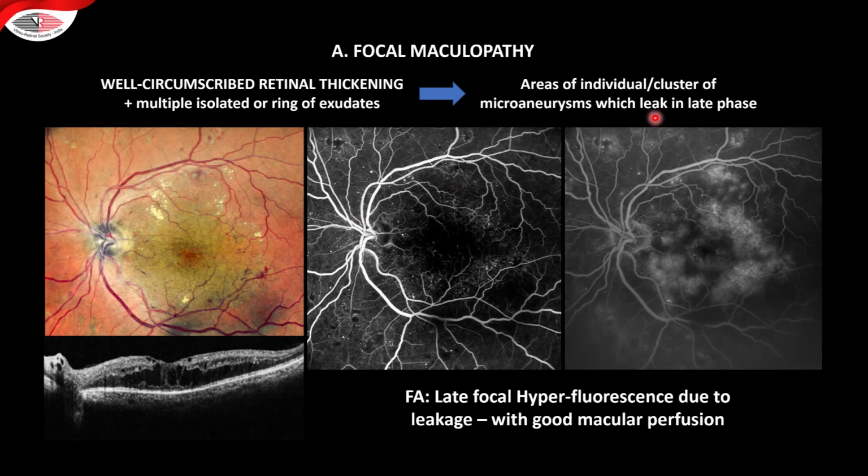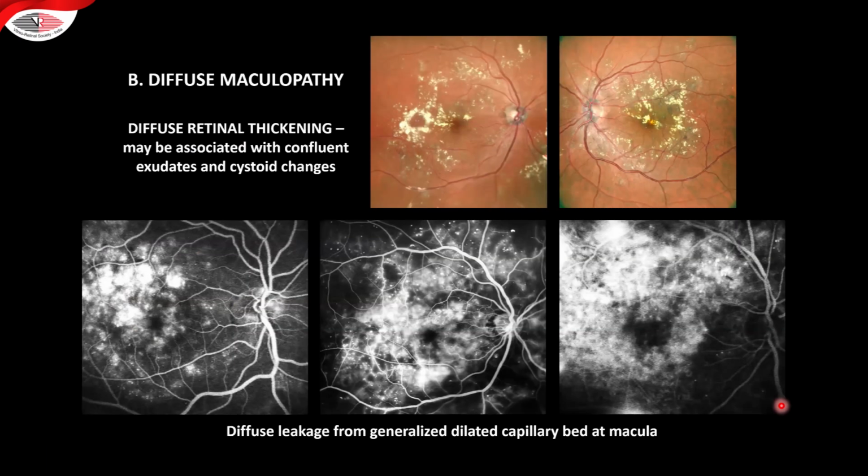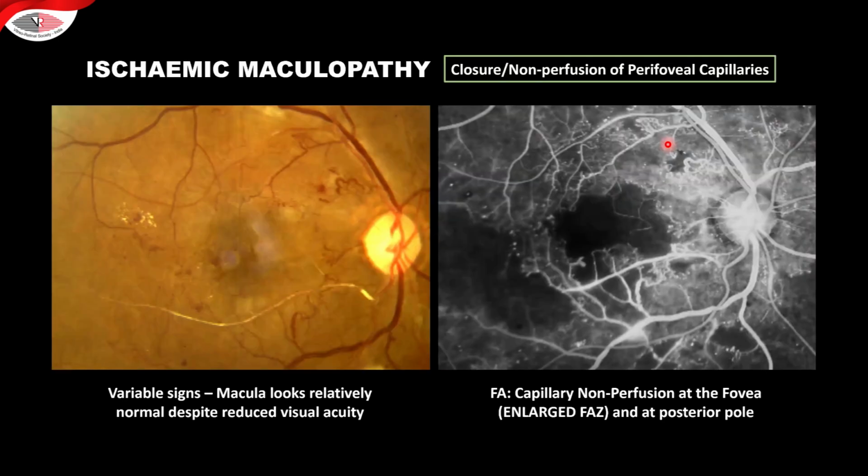Areas of individual clusters of microaneurysms leak into the late phase, causing late hyperfluorescence due to leakage, with good macular perfusion noted. Once you have diffuse maculopathy, it is much more diffuse. You'll see it much more spanning. It is no more focal or concentrated to one particular area, but it spans a larger area. Of course, when you do angiography, you'll see the whole spanning area of leakage. Poorer prognosis, cannot be lasered per se that easily. In the past, we used to do a lot of grid laser, but today I think for these we stick to anti-VEGFs or steroid injections to reduce them, and then maybe look for areas which could be lasered at times.